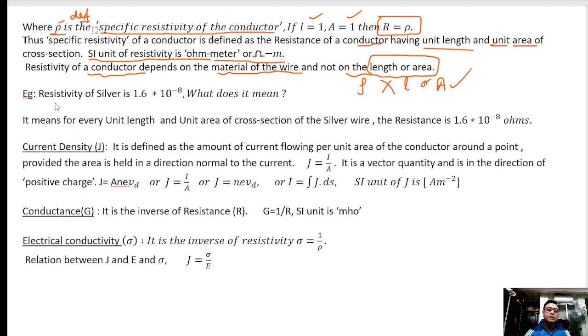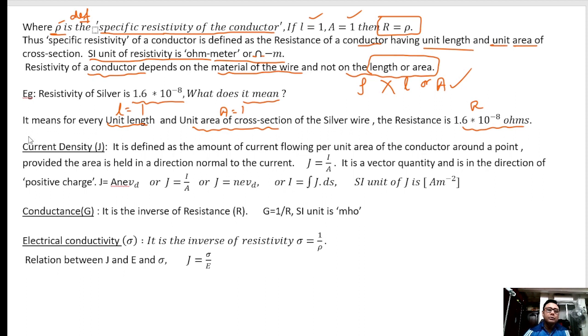Now let us see. The resistivity of silver is given, suppose, as 1.6 times 10 to the power minus 8. What does it mean? We know the resistivity is equal to the resistance, so this will be the resistance only if I use a conductor of unit length and unit cross-sectional area. That means area of cross section is 1 and the length is also 1, and this is the value of the resistance. Clear?